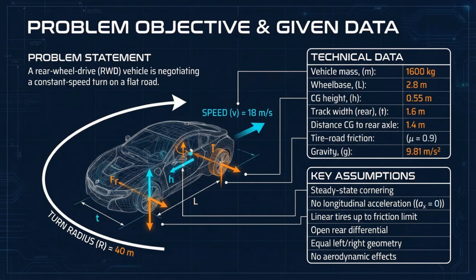We assume steady-state cornering, meaning speed is constant and longitudinal acceleration is 0. Tires are modeled as linear, with no aerodynamic forces included. The vehicle uses an open rear differential with symmetric geometry on both sides. These assumptions simplify the problem so we can focus purely on lateral force distribution and friction limits during a constant speed turn.